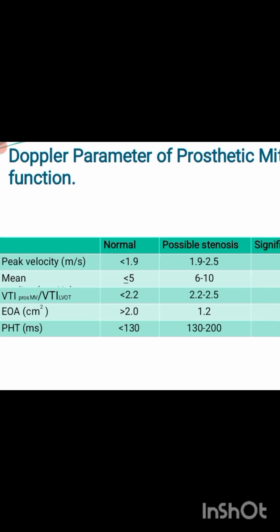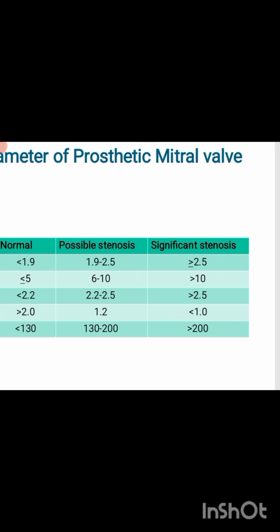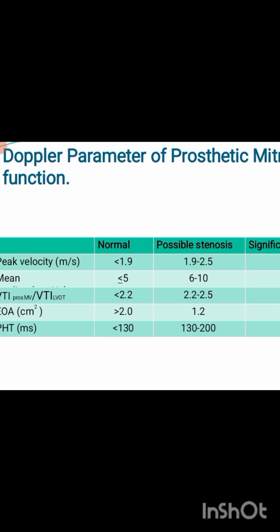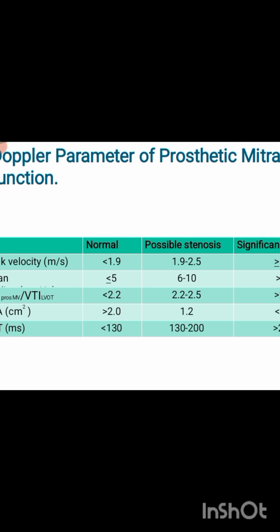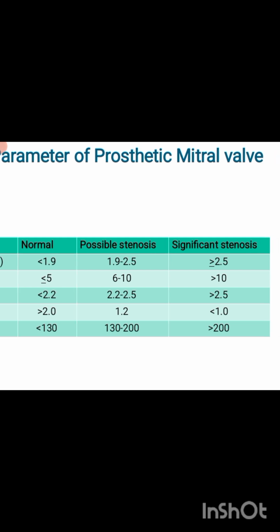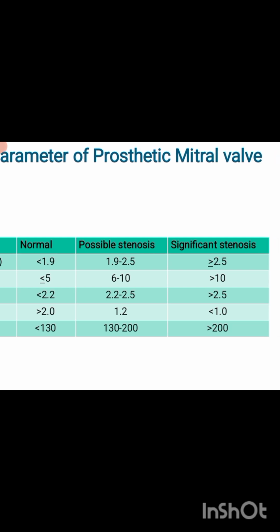Okay, these are the Doppler parameters of prosthetic mitral valve function. Peak velocity less than 1.9 is normal. 1.9 to 2.5 is possible stenosis, and greater than 2.5 is significant stenosis.